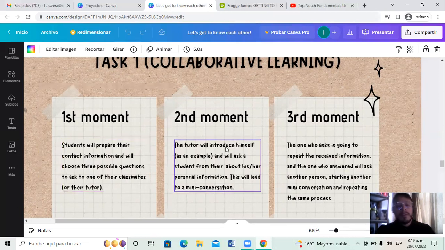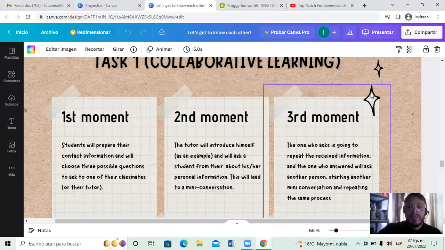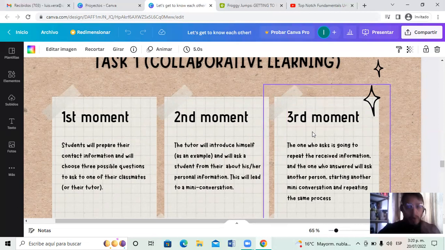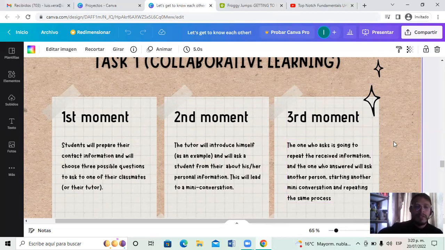Second moment. En el segundo momento, queridos, quiero que tengan en cuenta que yo voy a empezar dando un ejemplo. Entonces yo me voy a presentar a mí mismo y posteriormente yo le preguntaré a alguno de ustedes acerca de esa información personal. Esto va a generar una mini conversación entre esta persona y yo, ¿va? Y para continuar la dinámica, en el tercer momento, third moment, yo, quien pregunto, voy a repetir la información que a mí me dieron, ¿ok? For example, his name is Juan, his last name is García, etc. ¿Ok?